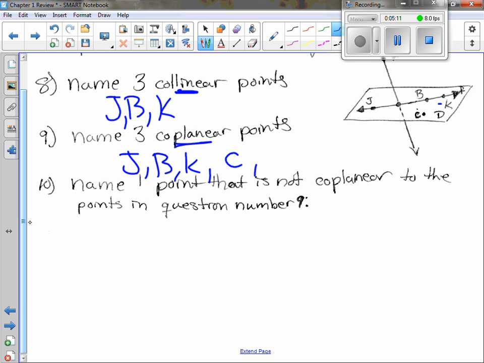Name one point that is not coplanar to the points in question number 9. Point A, because it's not on the plane. It's drawn above it. Questions on this here? We good with this here?